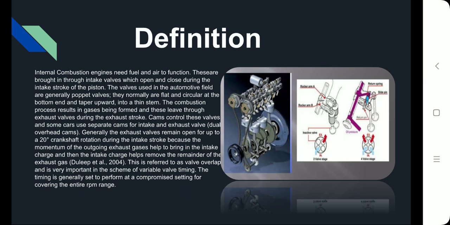Cams can control these valves, and some cars use separate cams for intake and exhaust valves. Generally, the exhaust valves remain open for up to 20 degrees of crankshaft rotation during the intake stroke, because the momentum of the outgoing exhaust gases helps to bring in the intake charge, and then the intake charge helps remove the remainder of the exhaust gas.